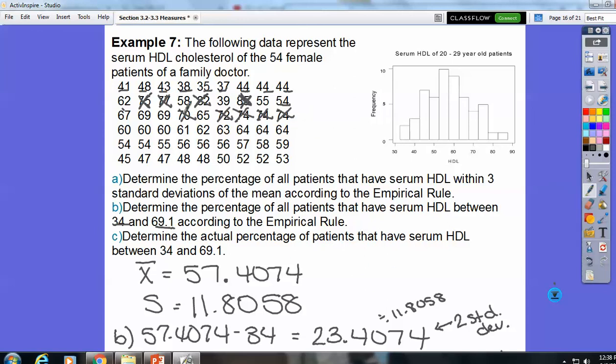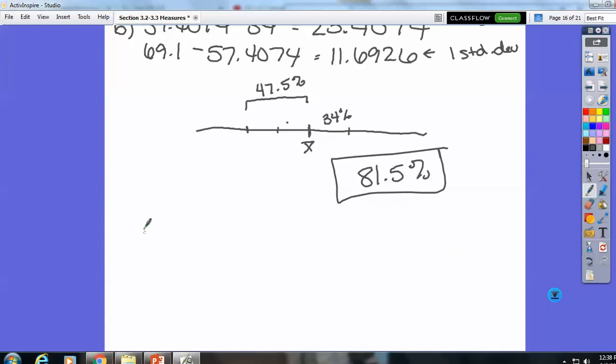We had 54. I marked off 9 of them. So that means 45 out of my 54 patients did meet that requirement. So in actuality, it was 83.3%. So the empirical rule wasn't too far off.